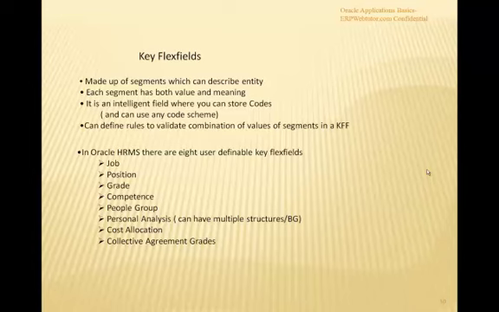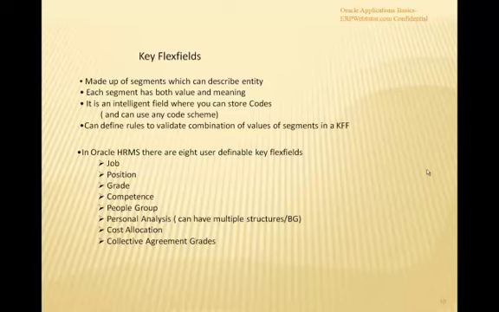You can use any code scheme: it can be a number, it can be a date, it can be a character. And you can also define rules to validate a combination of values against the segments in a key flex field. Let's say you have defined a multi-segmented key flex field with two segments, and the value of one segment determines the list of values for the other segment. You choose a particular value for segment 1, and then you will have a list of valid values for segment 2 based on the value you have chosen in segment 1.